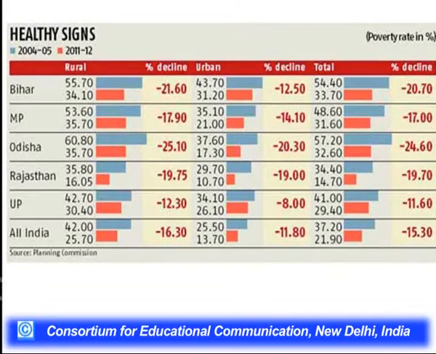But here I would like to put before you the major healthy sign emerging in our country. If you take the case of a few important states like Bihar, rural poverty declined almost 28.60%, Madhya Pradesh almost 18%, Odisha 25% having the highest decline, and less decline in Uttar Pradesh, like 12%. Coming to urban poverty, we have the highest decline in Odisha, Rajasthan, and less decline again in Uttar Pradesh.